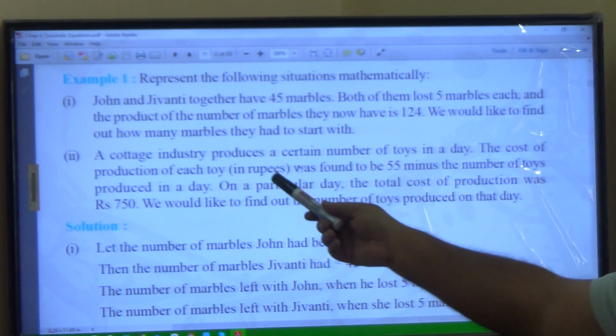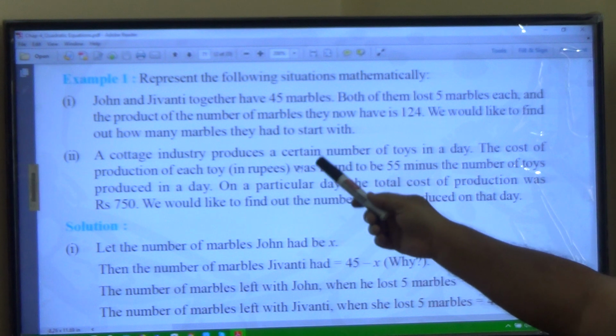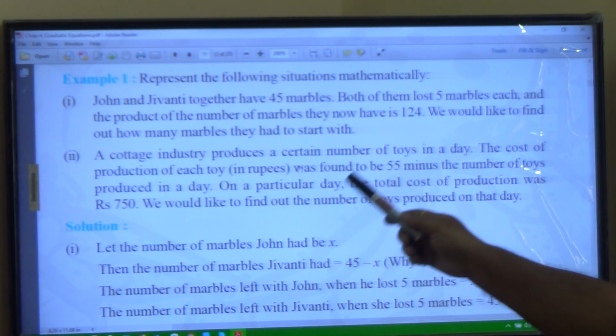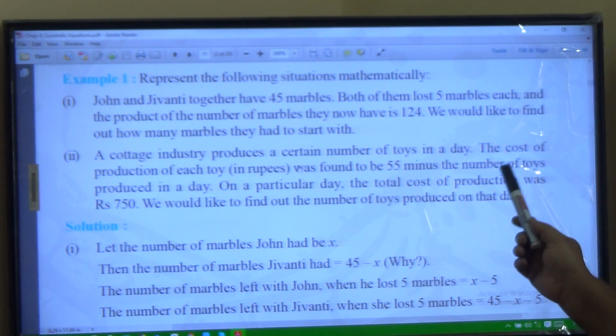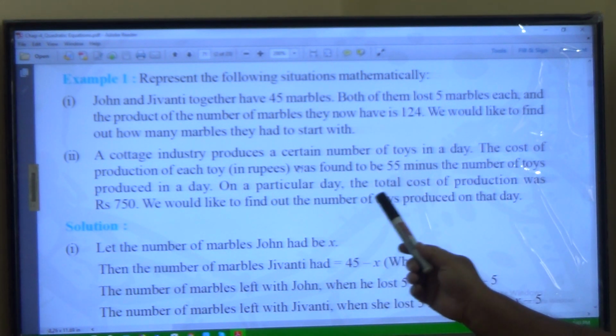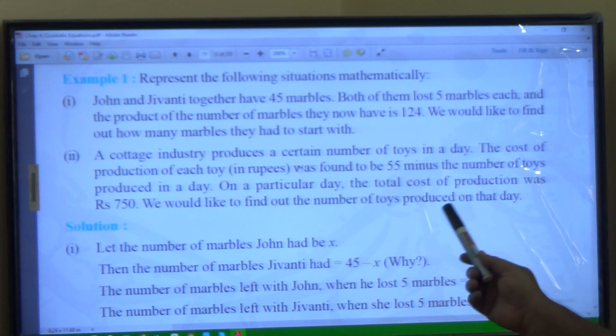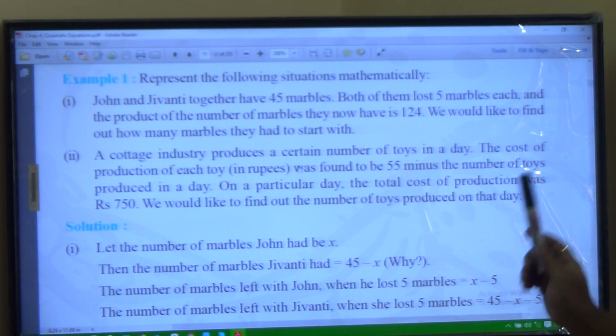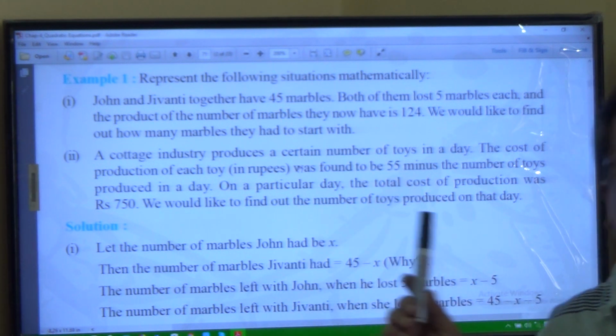Next one: a cottage industry produces a certain number of toys in a day. The cost of production of each toy was found to be 55 minus the number of toys produced in a day. On a particular day, the total cost of production was rupees 750. We would like to find out the number of toys produced on that day. So let us solve these two numericals now.